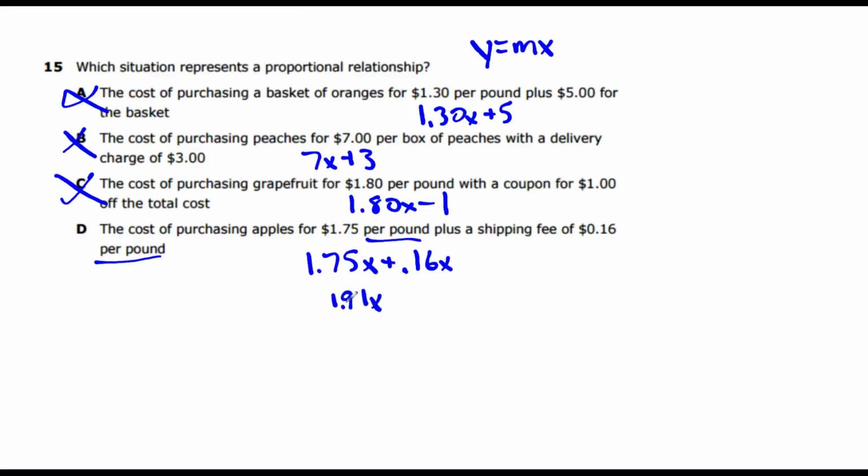per pound. So our whole equation is just $1.91x. So even though there's two things here, they're both part of the same rate. So there's nothing actually added here. If you bought 0 pounds of apples, right, you wouldn't pay the per pound, you wouldn't pay the shipping fee, so you still pay $0. Okay, so that's our answer.